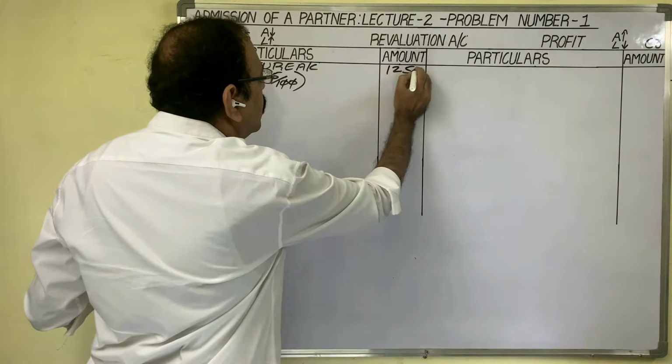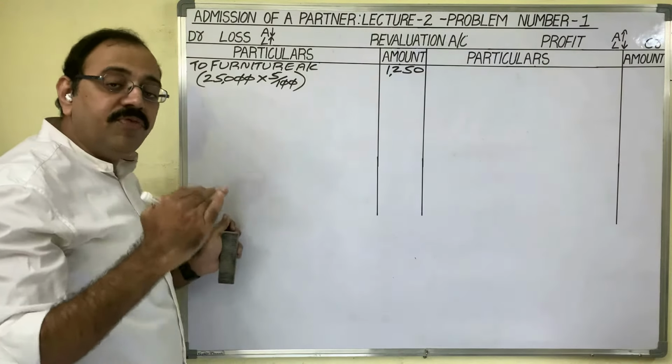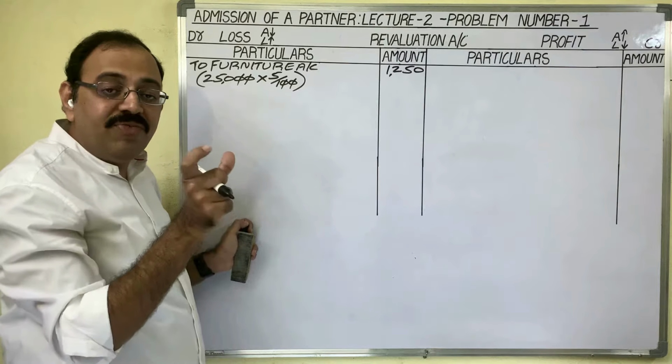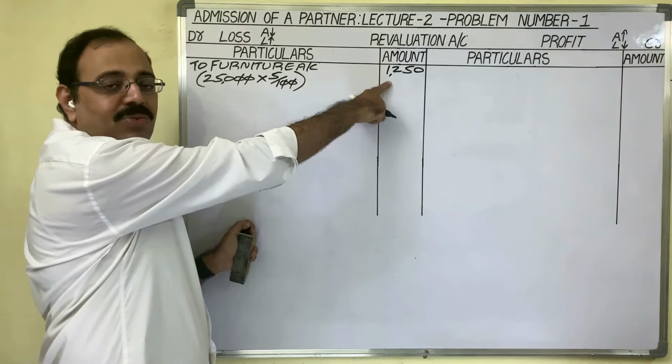1250 means furniture value is reduced by 1250 rupees. This 1250 is loss. So that amount we should show in the revaluation account.